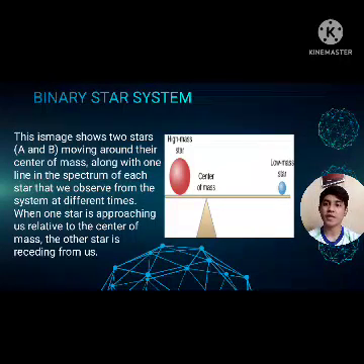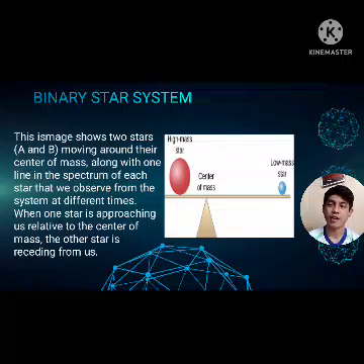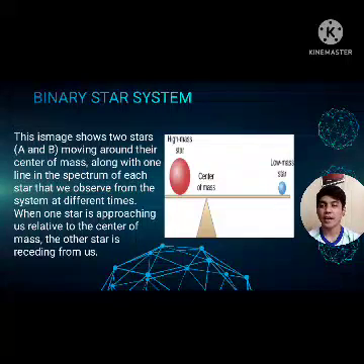So this depicts two stars A and B moving about their center of mass, as well as one line in each star's spectrum that we witness at different times from these systems. When one star approaches us from the center of mass, the other star moves away from us. Because star A is traveling toward us in the top left figure, the line in its spectrum is shifted toward the blue end of the spectrum. Because star B is traveling away from us, its line is red shifted.